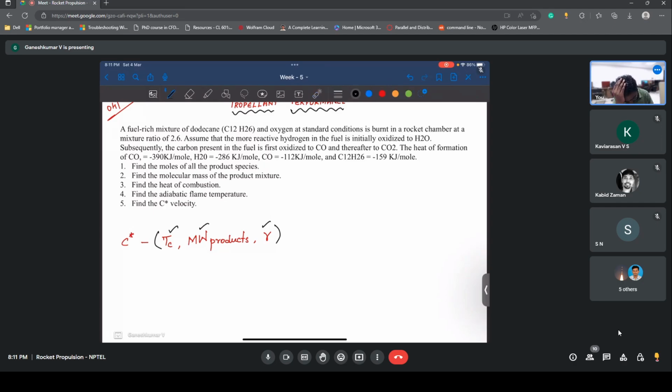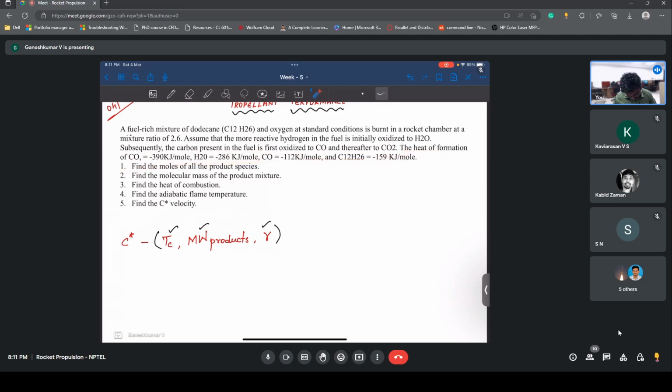We have a fuel rich mixture of dodecane, with chemical formula C12H26, and oxygen. The oxidizer is O2 at standard condition, burnt in a rocket chamber at a mixture ratio of 2.6. Assume that the most reactive hydrogen in the fuel is initially oxidized to H2O. Subsequently, the carbon present in the fuel is first oxidized to CO and thereafter to CO2. The heats of formation are given.